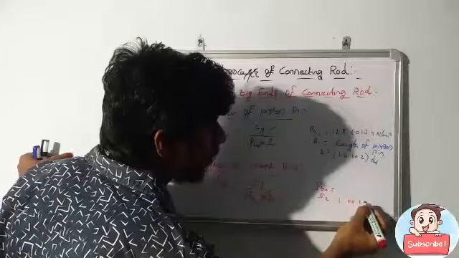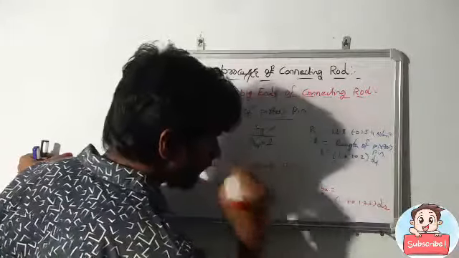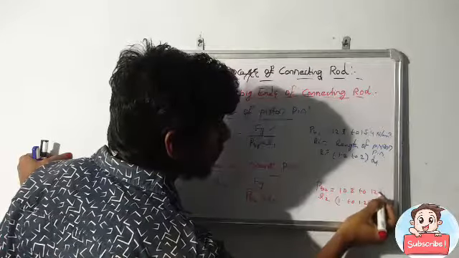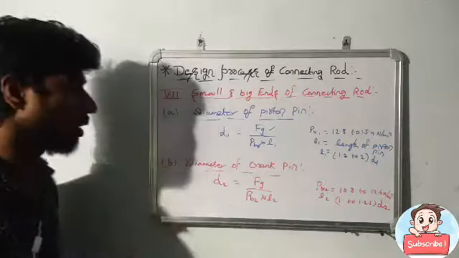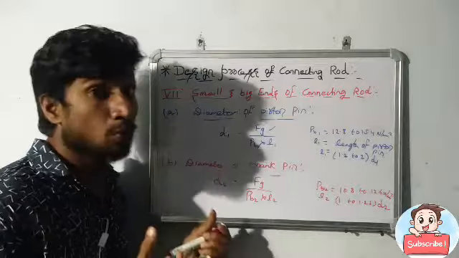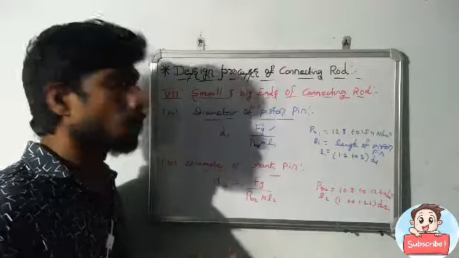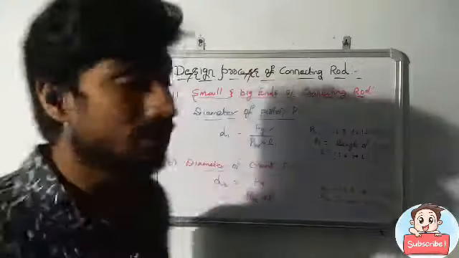L2 is 1 to 1.25 times D2, and Pb2 is 10.8 to 12.6 Newton per mm square. So this is about the diameter of the crank pin, and few more minor steps are involved for the small end and big end of the connecting rod. So let's see what they are.